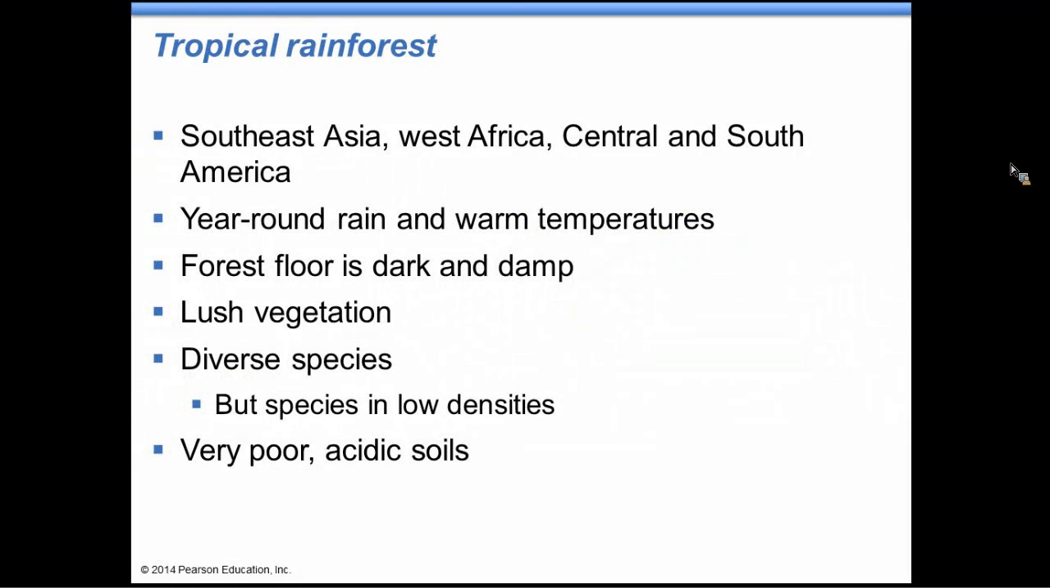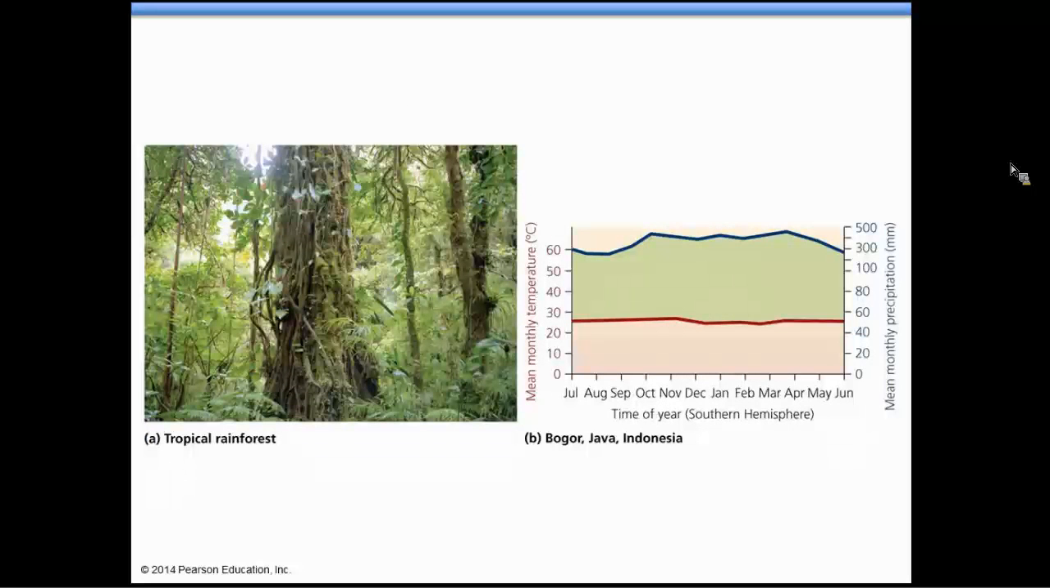Tropical rainforest, on the other hand, is found normally in Central America, South America, Southeast Asia, West Africa, and various other tropical regions, and is characterized by year-round rain and uniformly warm temperatures. So tropical rainforests have dark, damp interiors, lush vegetation, and highly diverse biotic communities, with more species of insects, birds, amphibians, and other animals than any other biome in the world.